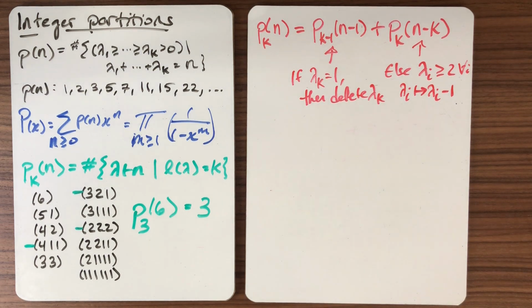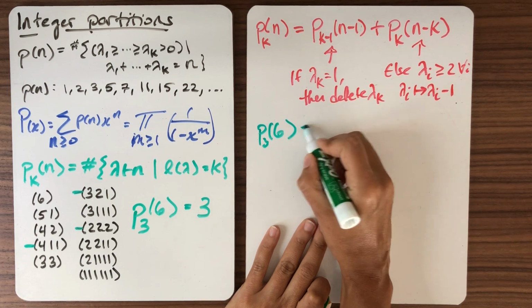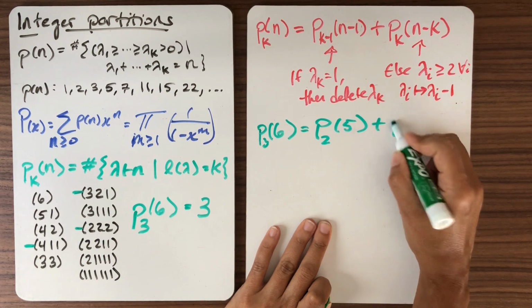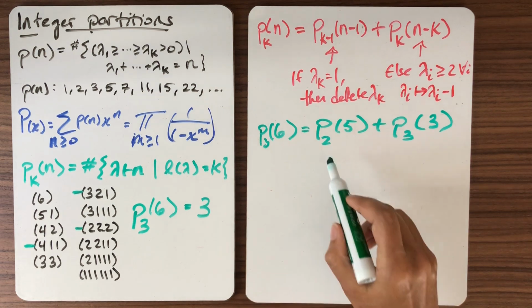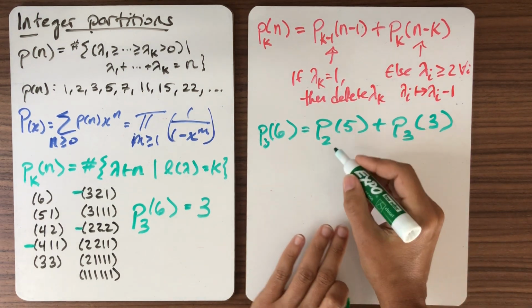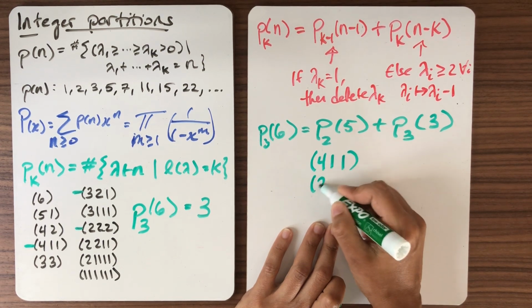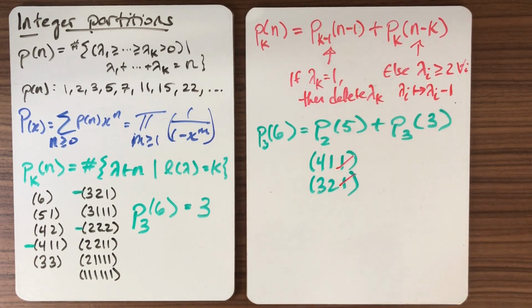If we look at this example, we can see that p_3(6) is equal to p_2(5) plus p_3(3). When we write down the elements that we had here, the partitions that ended in 1, we had 4, 1, 1, and we had 3, 2, 1. And we can see that, yes, taking these last parts away, deleting that and deleting that, gives us an integer partition of 5 with 2 parts.